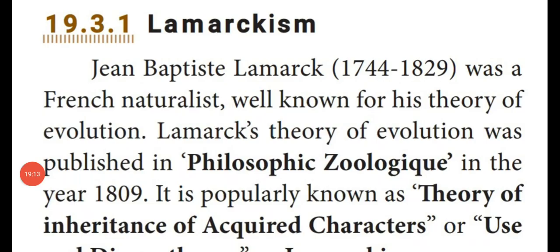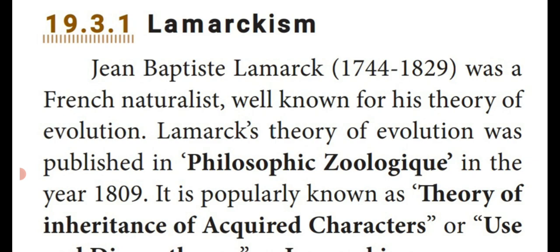Dear students, first we are going to see the theories of Lamarck. Lamarck's theories are known as Lamarckism. The full name of Lamarck is Jean-Baptiste Lamarck. He was a French naturalist. His theory was well known in history. The Lamarck theory was published in his book known as Philosophie Zoologique in the year 1809. It is an important book, a one mark question.